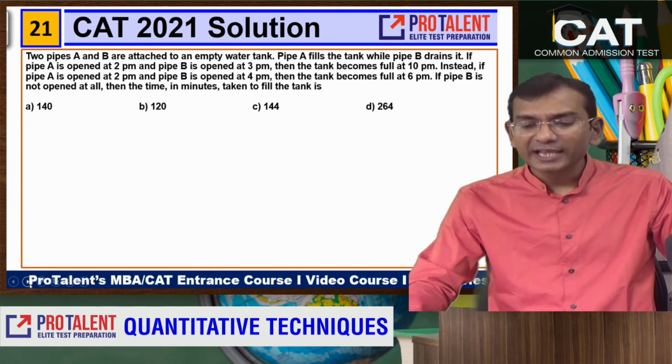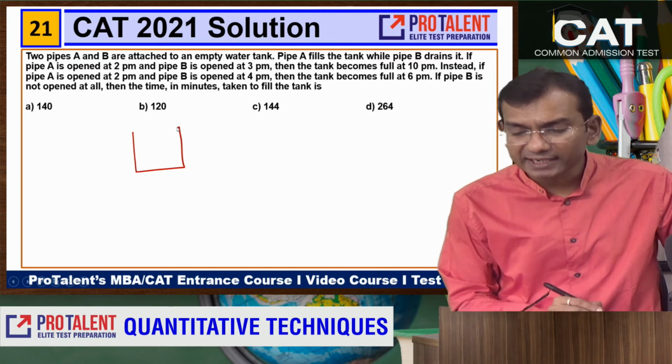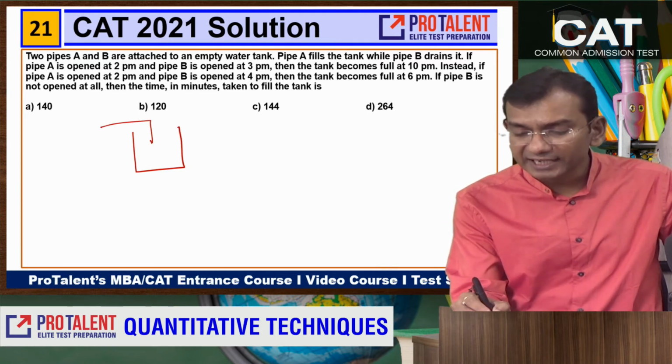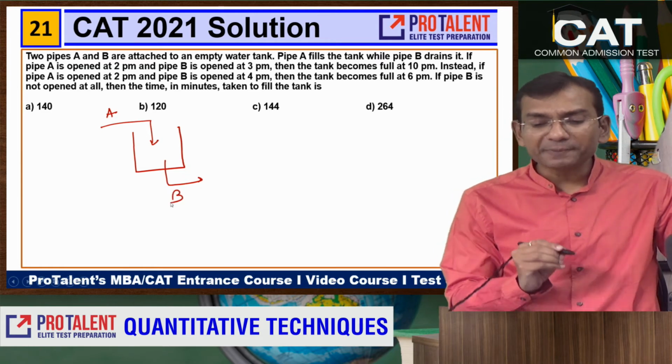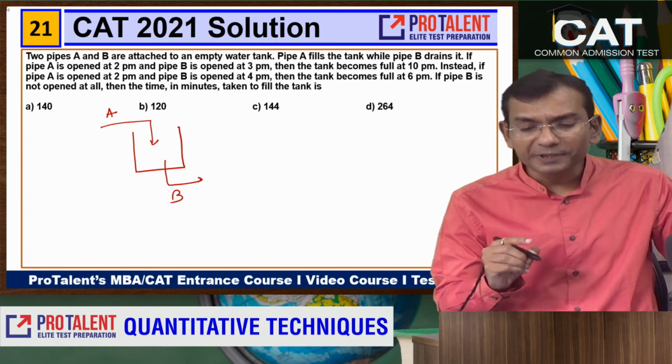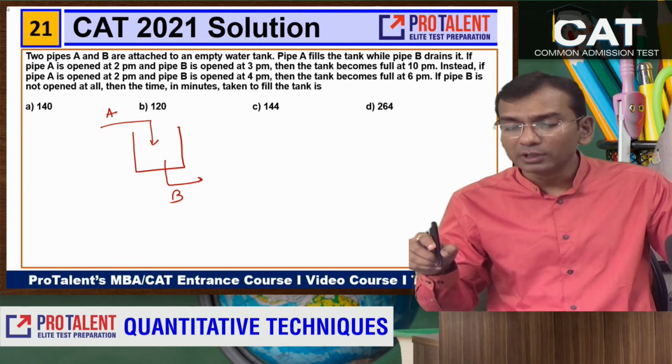Question number 21. Two pipes A and B are attached to an empty water tank. So there is an empty water tank. Pipe A fills the tank. Pipe B is a drainage pipe. If pipe A is open at 2 p.m. and pipe B is open at 3 p.m., the tank becomes full at 10 p.m.